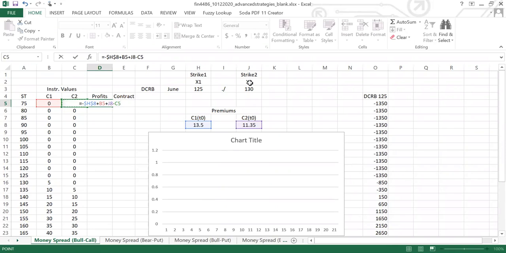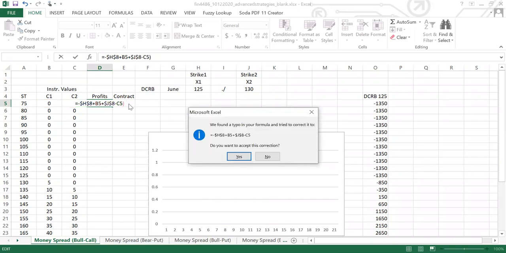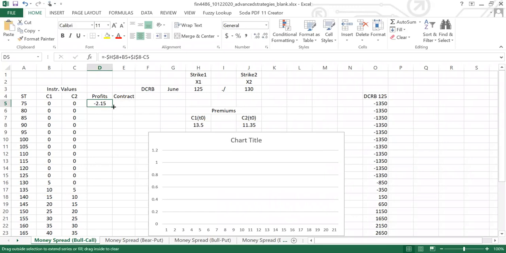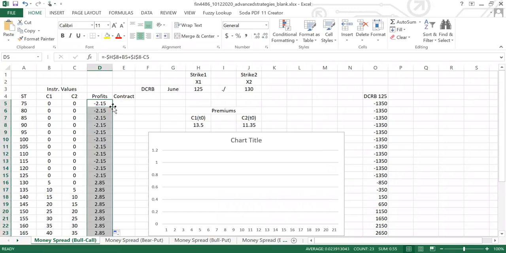Then let's lock J8, which is the cell where we have the premium of call option 2. We lock it so it doesn't change. And now we just scroll this down. We will see that with a bull spread, you're facing losses if the stock goes down, and you're facing the possibility of gains if the stock price moves up. That is a good thing.